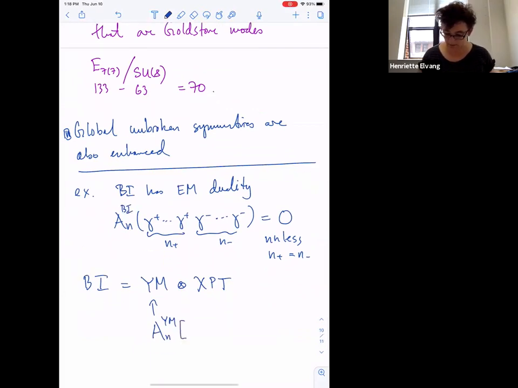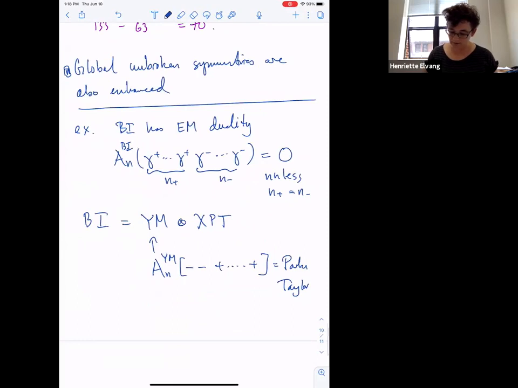Yang-Mills theory, as we know well now, has amplitudes that do not vanish when the number of positive and negative helicity particles are the same. For example, the Parke-Taylor amplitudes with n greater than 4. And so these are clearly non-vanishing.